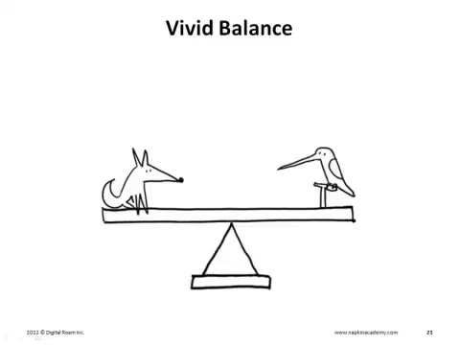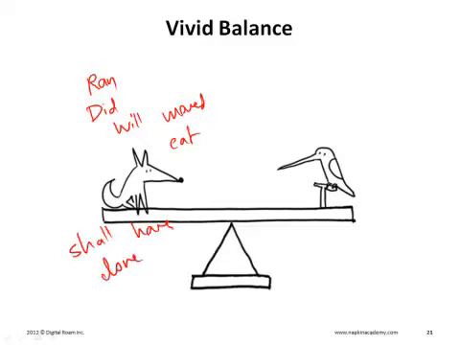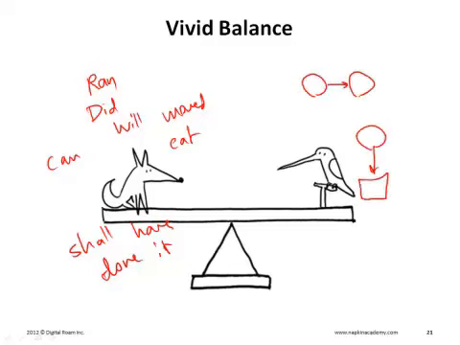On our balance, we know that our fox is full of verbs. I ran, I did, I will, I moved, I eat, I shall, have, done, I can. All kinds of verbs. Whereas our hummingbird over here says, okay, I did it. I moved it. I shifted it. Perhaps even I ate it, by showing our flowcharts.